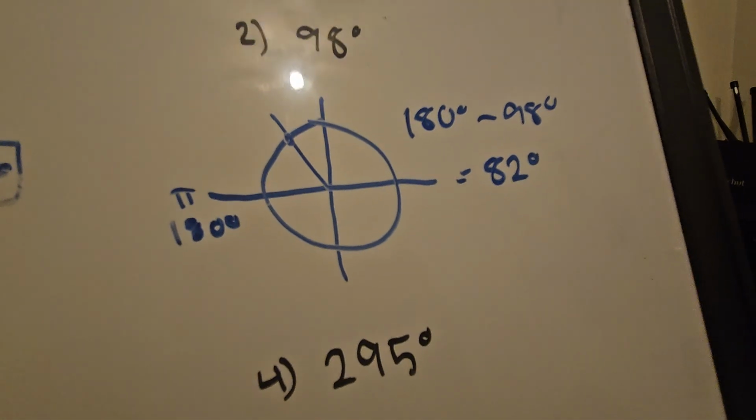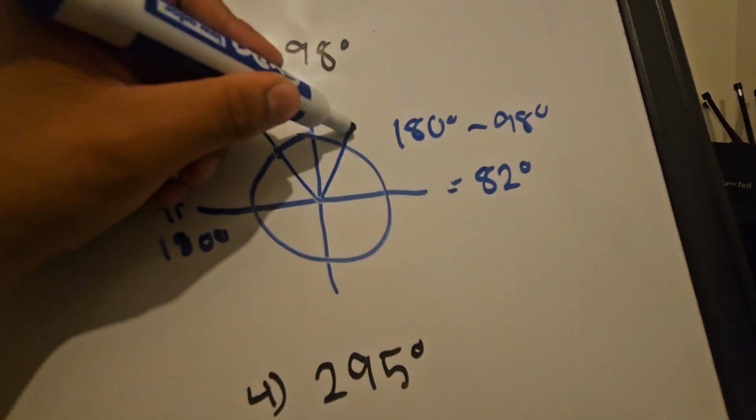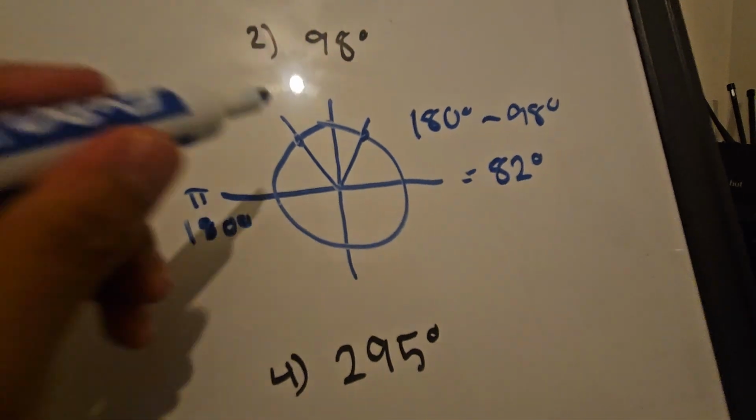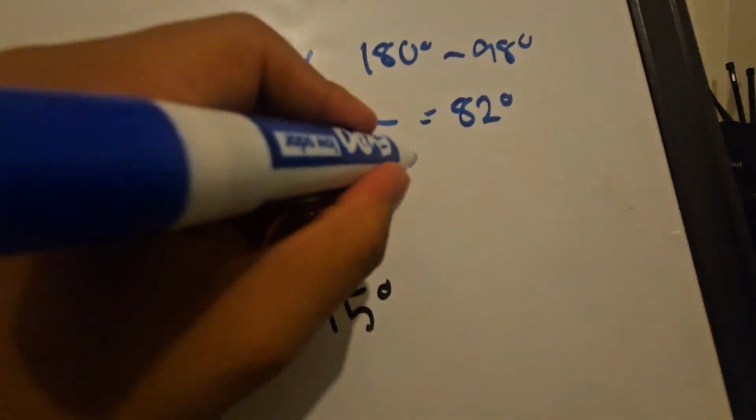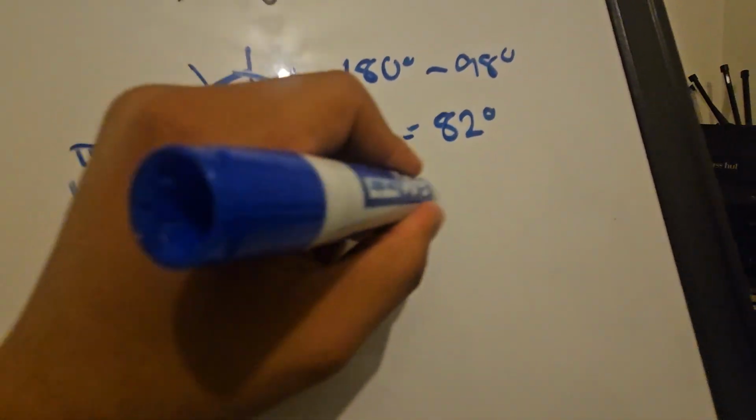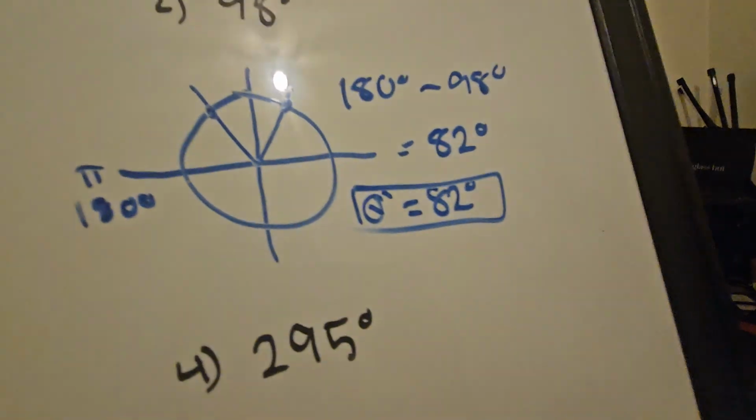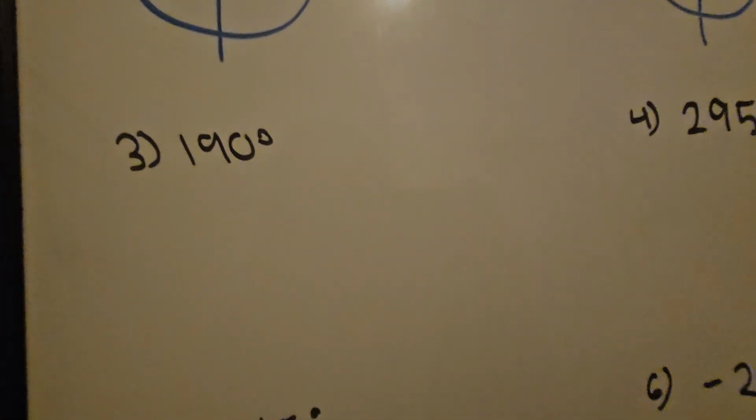So plot 82 degrees. 82 is less than 90, right? So it's going to be somewhere around here. That's where your 82 degrees will be at. And look at that. There's your reference angle. So there you go. Your reference angle as theta prime is equal to 82 degrees. Let's go on to number 3, 190 degrees.